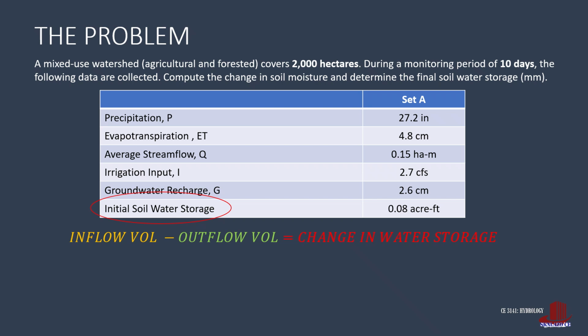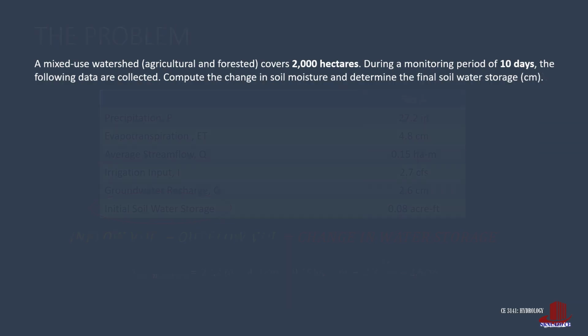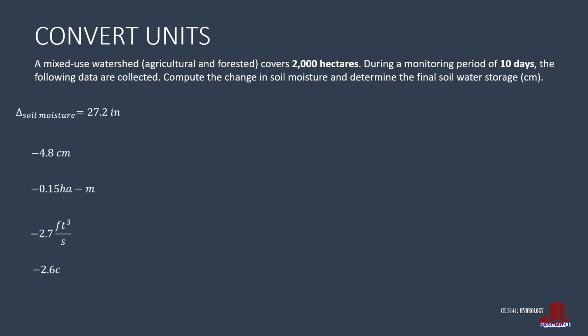Replacing the parameters with their respective values, the water budget equation becomes the change of soil moisture is equal to 27.2 inches minus 4.8 centimeters less 0.15 hectare meters minus 2.7 cubic feet per second less 2.6 centimeters. With a different unit for each term, we can't simplify the equation yet. So in order to simplify values, convert units into centimeters, as required in the problem.